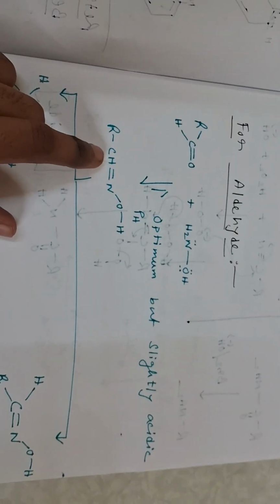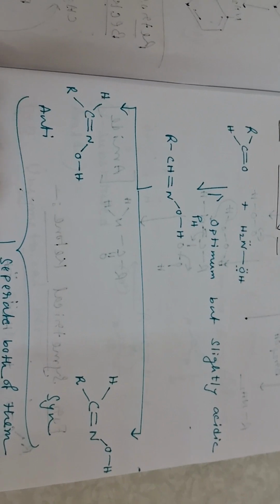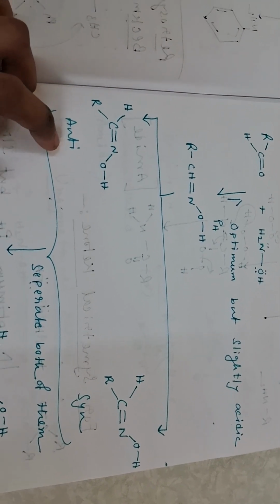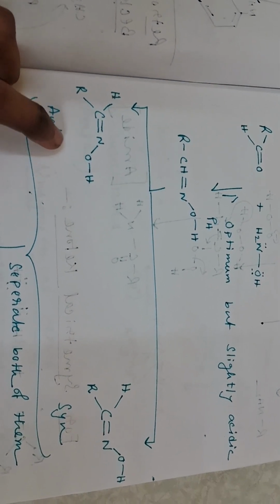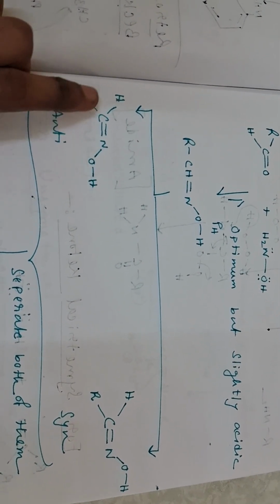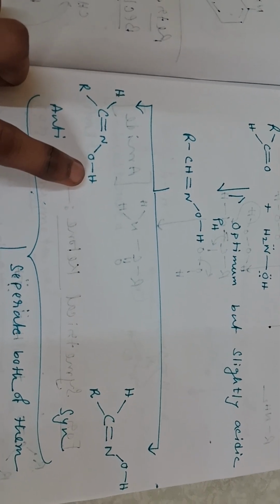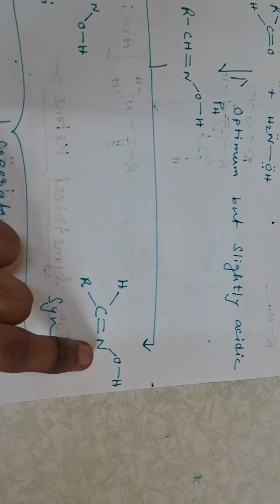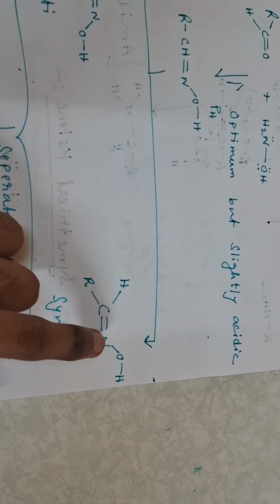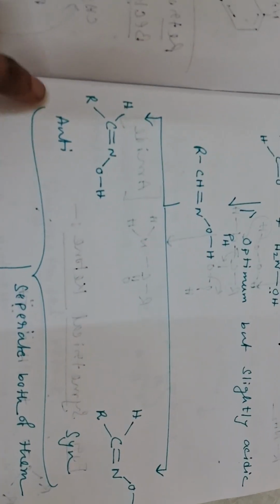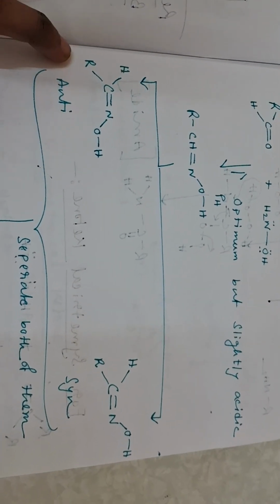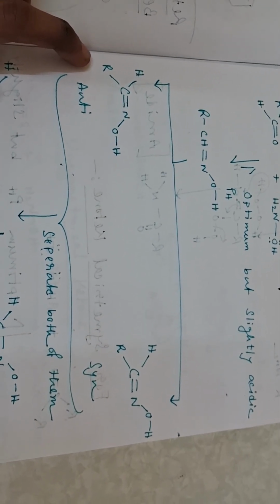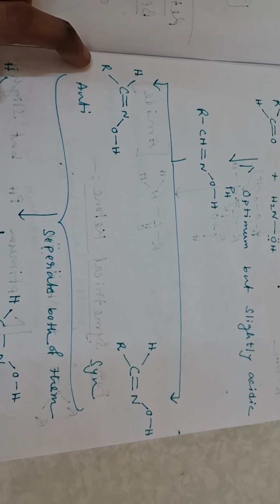Now the aldoxime has two different diastereomeric conformers, one anti and another syn. Anti and syn are named due to the orientation of OH with respect to hydrogen. Here OH is on the opposite side, hence it is anti, and here OH is on the same side as hydrogen, hence it is syn. Since these are two diastereomers, we can easily separate them because of their different physical and chemical characteristics.